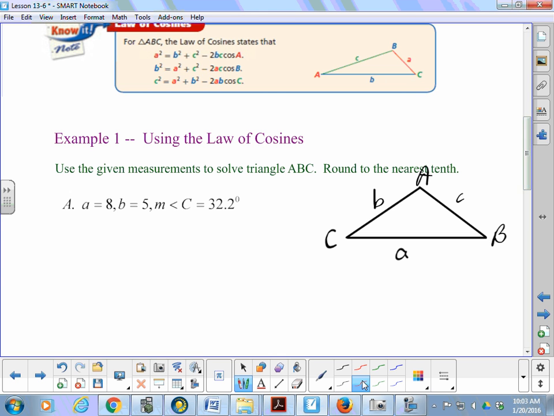So we know that this is 32.2 degrees. Side b is 5, and side a is 8. So we know side angle side, and we're going to use the law of cosines to start with. The law of cosines finds the missing side. So if I know two sides and the included angle, I'll use the law of cosines to find the third side. So we set it up: c squared equals a squared plus b squared minus 2ab cosine of c.